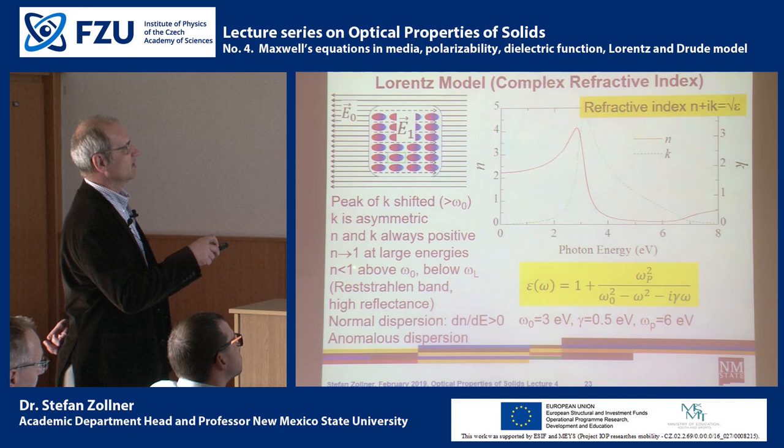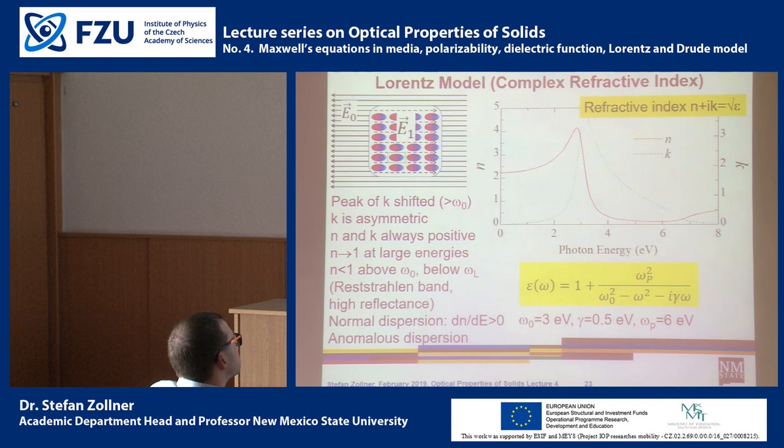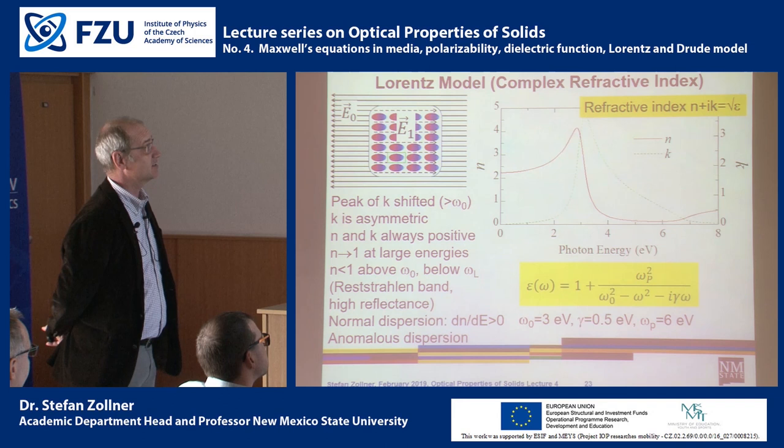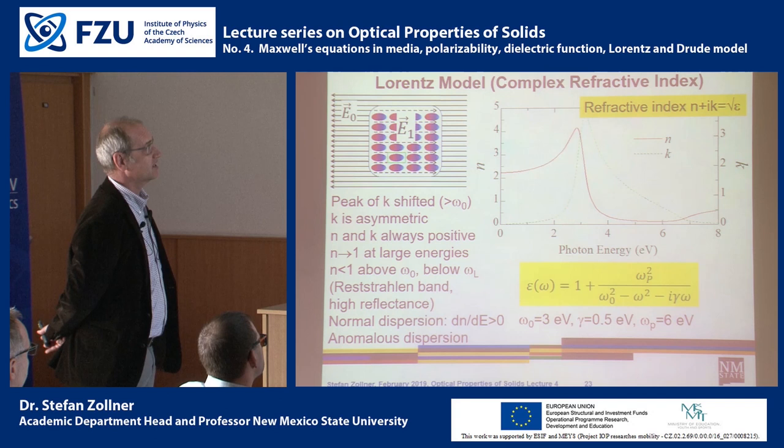N less than 1 means that the phase velocity of the wave is larger than the speed of light. However, this is not a conflict with Einstein's theory of relativity, because this is only the wave velocity, and the group velocity used to send signals would be much smaller.